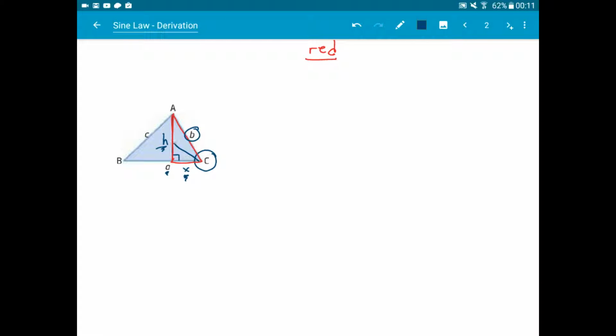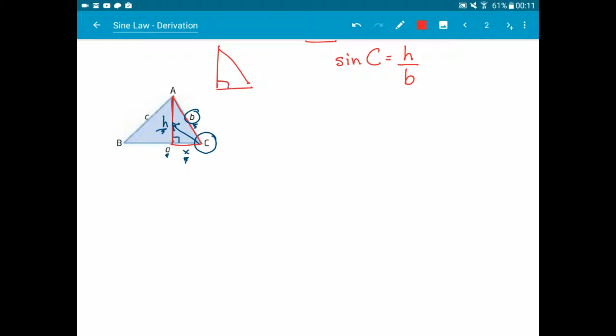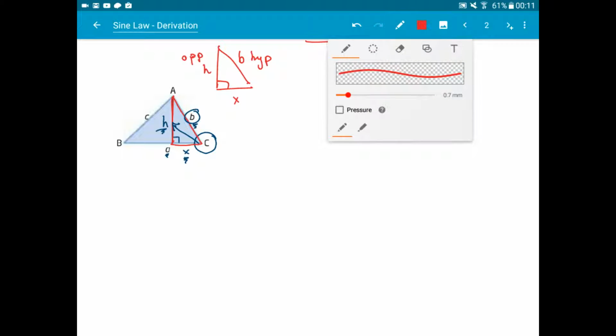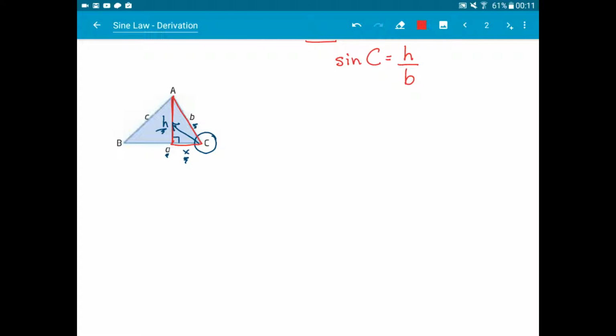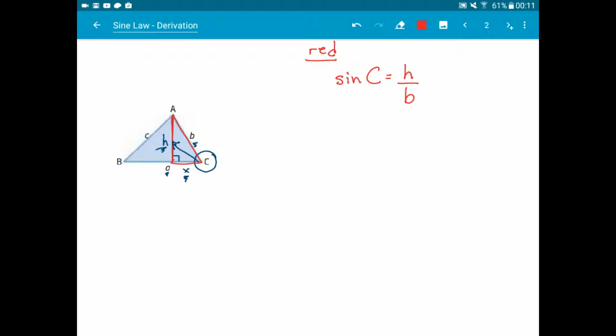So what we have is the opposite side and the hypotenuse of this red triangle. And so we have the sine of C is equal to the height, which is the opposite side, over B, the hypotenuse. And if that's confusing to you, just remember that you could draw this out, label it X, H, and B, and then opposite and hypotenuse. And you could do that through our old method where we were very careful with our labeling. I'm just skipping steps here to get through this.